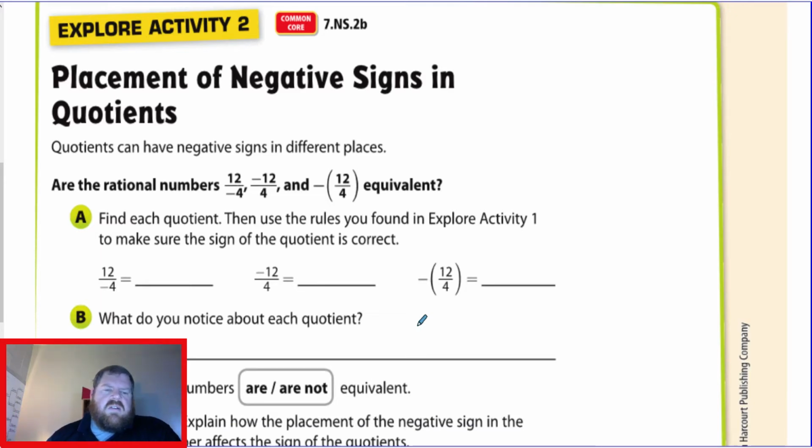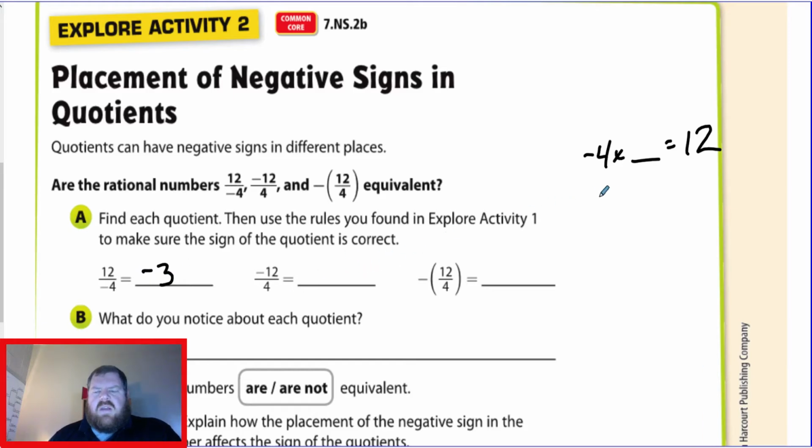So if I take 12 and divide it by negative 4, using our tips from Explore Activity 1, I'm thinking negative 4 times what is going to give me positive 12. Well, since the 12 is positive and the 4 is negative, I know that this other piece needs to be negative to cancel out the negative and give a positive 12. And I'm thinking that's going to be negative 3.